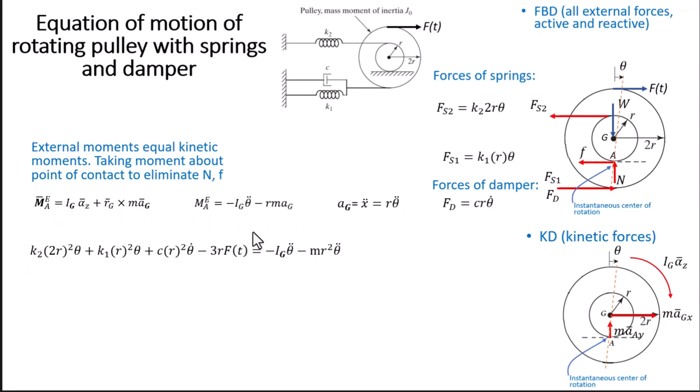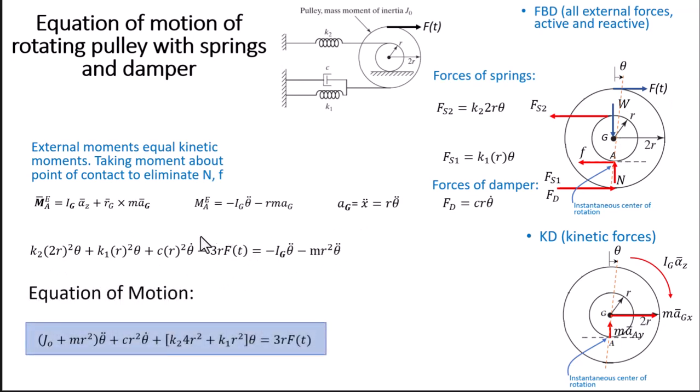If we take moment of all the external forces, we take moment at A. This spring is creating a positive moment and the distance is 2r. This spring is also creating a positive moment and the distance is r. The force of the damper is also creating a positive moment and the distance is r. And the external force is creating a negative moment and the distance is 3r. So the external moments are equal to the kinetic moment.